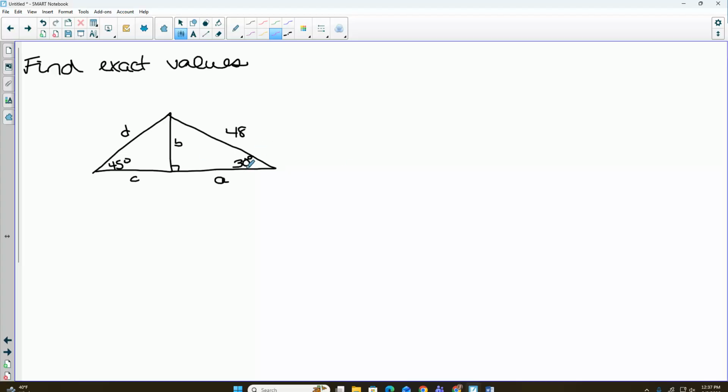If I want to find A, I have my 30-degree angle. If it helps you, label your sides. From my 30 degrees, this is across from the right angle, so that's the hypotenuse. This is touching it, so that's adjacent. That means B is the opposite. You certainly don't have to, but if you get stuck on that, label it. So from 30, adjacent over hypotenuse, what trig function is that?